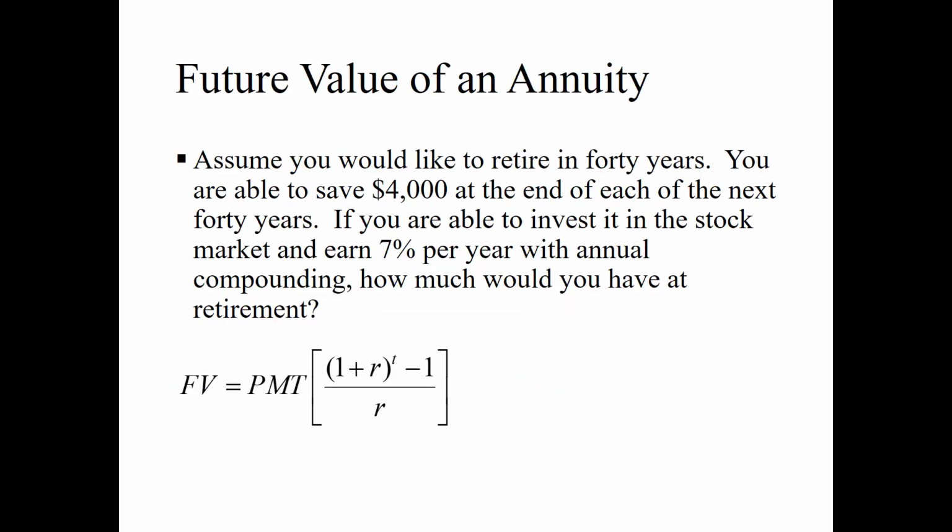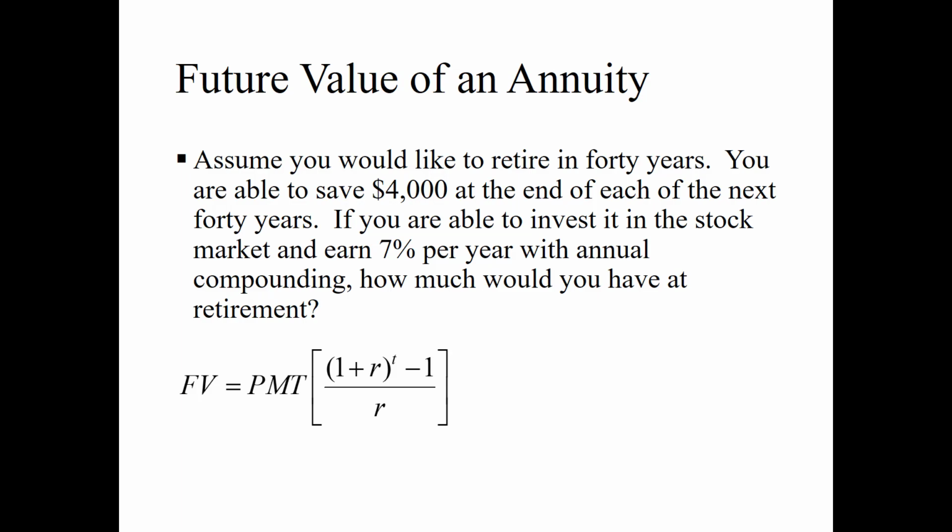And so let's look at an example. Assume you would like to retire in 40 years. You are able to save $4,000 at the end of each of the next 40 years. So in this case, we're going to have a series of equal payments. They're all going to be $4,000. They're going to be for some finite period of time, in this case 40 years. And they're going to occur at regular intervals, at the end of each of the next 40 years. So in this case, we have an annuity. If you were able to earn 7% per year with annual compounding, how much would you have at retirement?